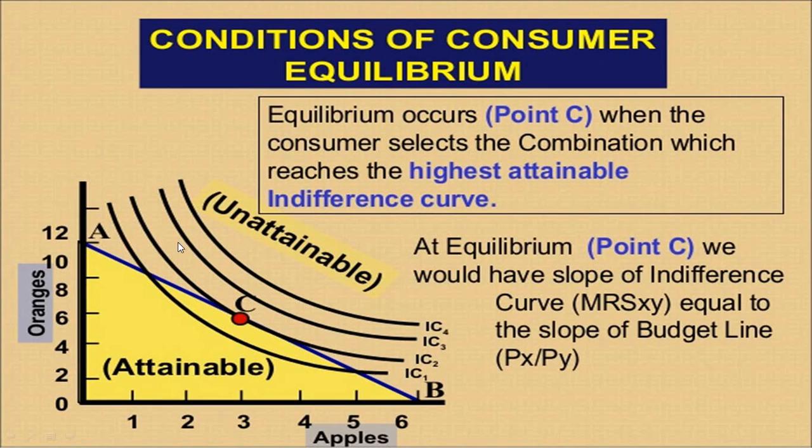Now consider this graph. There are 4 ICs, IC1, IC2, IC3 and IC4. Equilibrium occurs at point C when the consumer selects a combination which reaches the highest attainable indifference curve. At point C, or at the equilibrium point, the slope of the indifference curve is equal to the slope of the budget line. So this is the condition of the consumer's equilibrium. The slope of the budget line should be equal to the slope of the indifference curve.